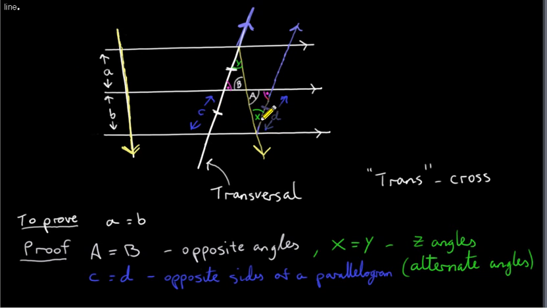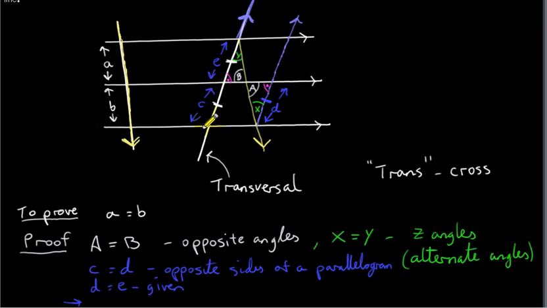But if C equals D, then D must equal this side up here, this length here, because we're given that C is equal to E. That was given at the start. So C equals D and D equals E. So that means that, I'm sorry, D equals E was not given. C equals E was given. So C is equal to D and C is equal to E. That means D must equal E, because both D and E are equal to the same thing. They're both equal to C, which means that they're equal to each other.